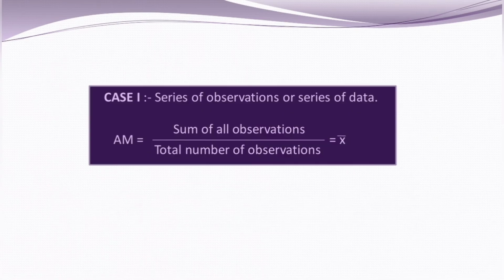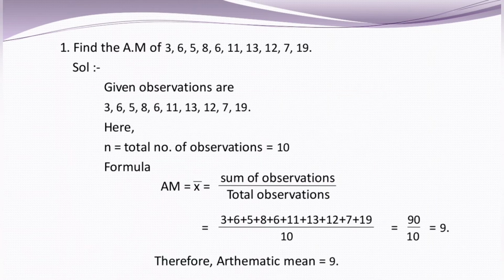Case 1 is measuring the arithmetic mean for a series of observations or series of data. In this case, arithmetic mean is calculated as the sum of all observations divided by the total number of observations. Let us see an example problem. Let us see the question. Find the arithmetic mean of 3, 6, 5, 8, 6, 11, 13, 12, 7, 19.